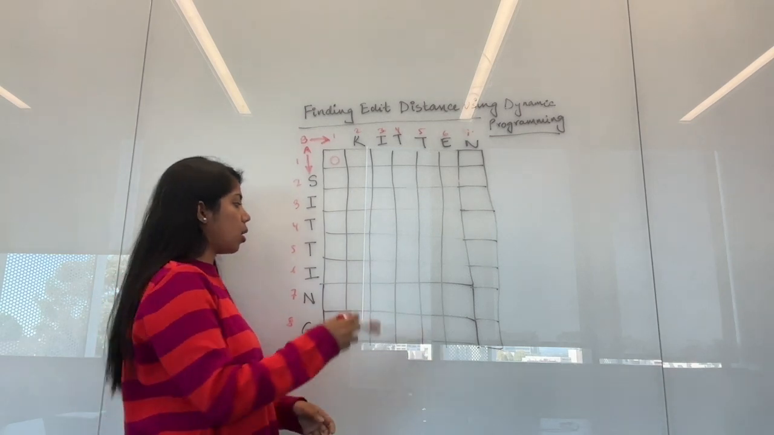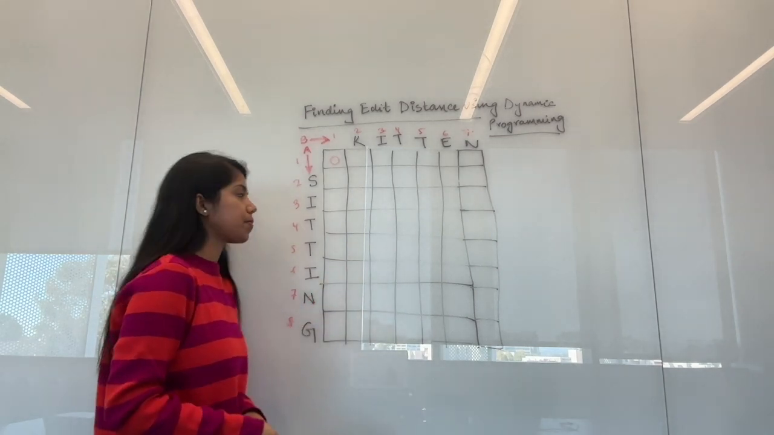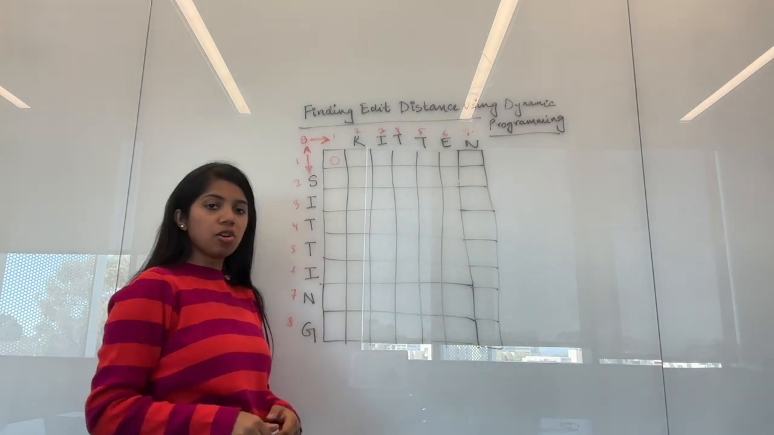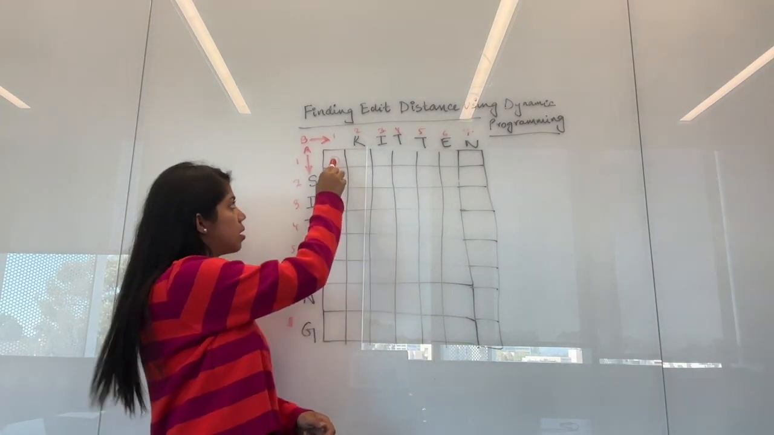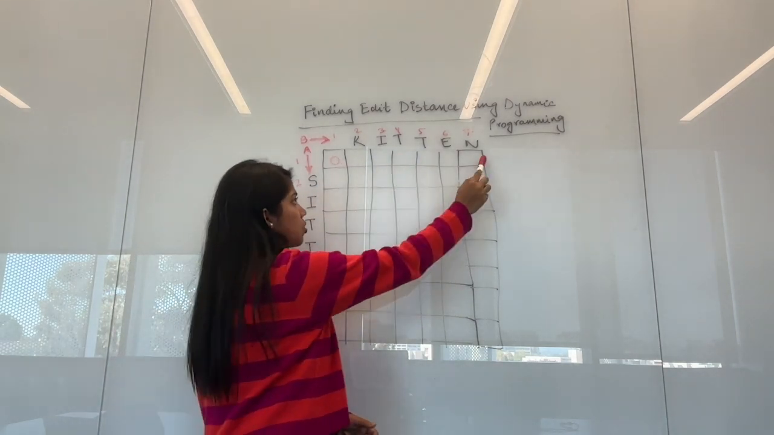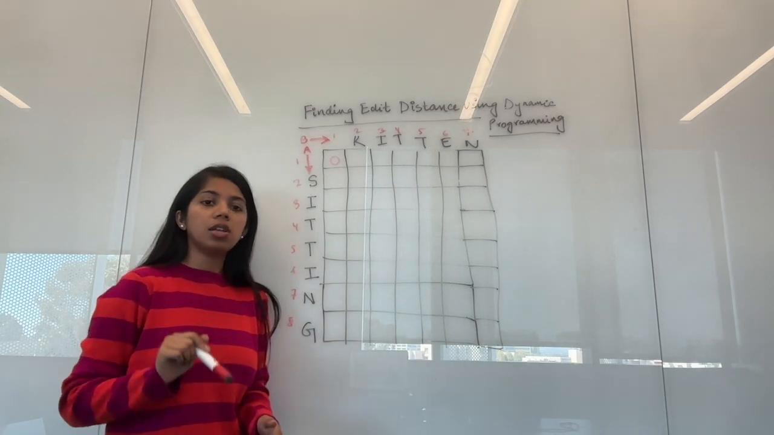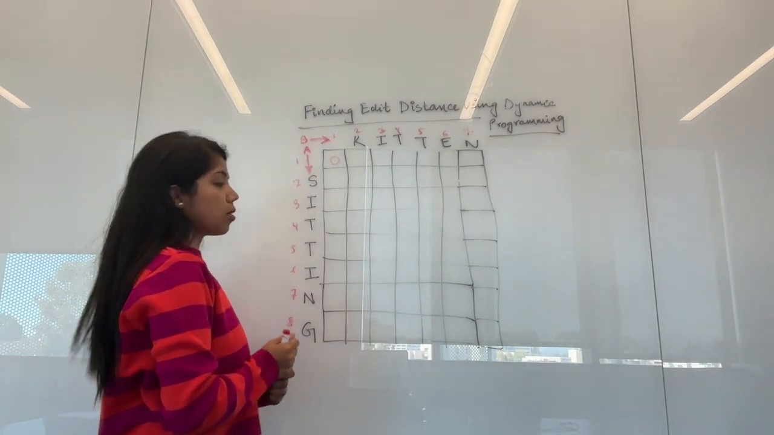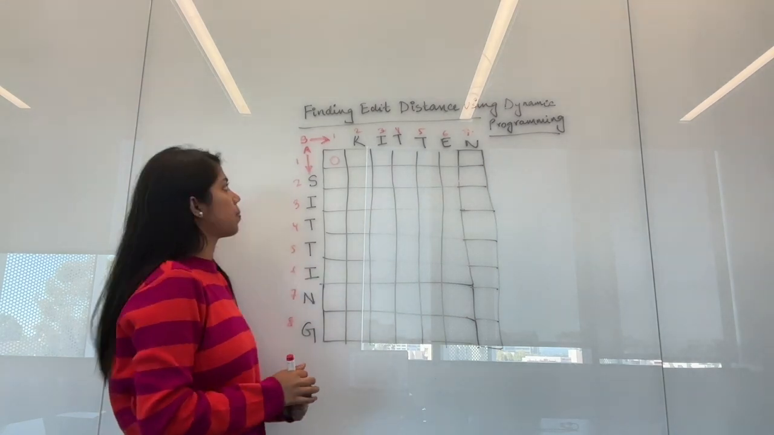Now let's understand how we will fill the cells. We will not fill the cells entirely first. First, we will only fill the first row and the first column, which we call the initialization step of the dynamic programming. Now let's initialize the matrix first.